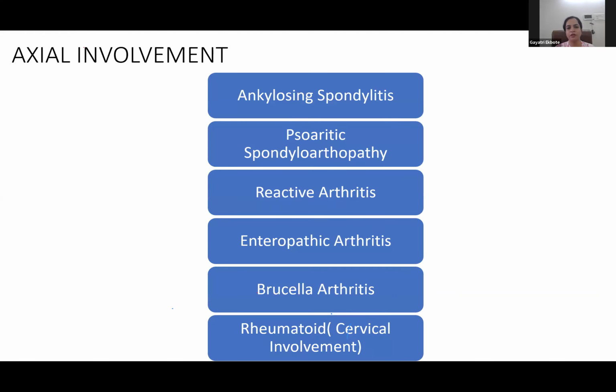Coming to axial involvement, the differentials for axial involvement causing arthritis are ankylosing spondylitis, psoriatic spondyloarthropathy, reactive arthritis, enteropathic arthritis associated with Crohn's or ulcerative colitis, and brucella arthritis. Again, you have to ask history of unpasteurized milk consumption, etc. Rheumatoid arthritis very rarely can lead to axial involvement, but if at all, it can lead to cervical involvement. There can be an atlantoaxial dislocation, and that's not a very good thing to have, because that can lead to paraplegia if not treated on time.